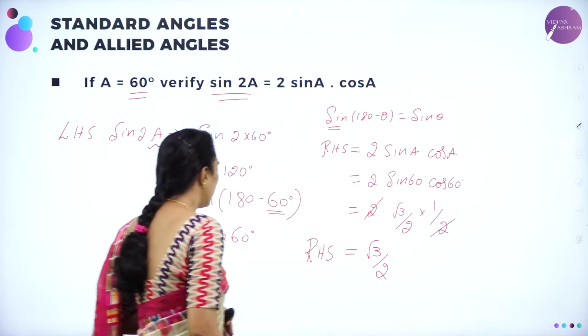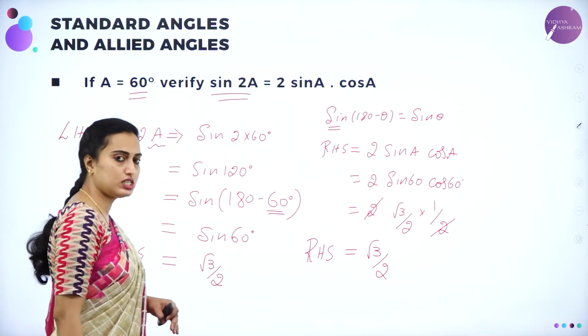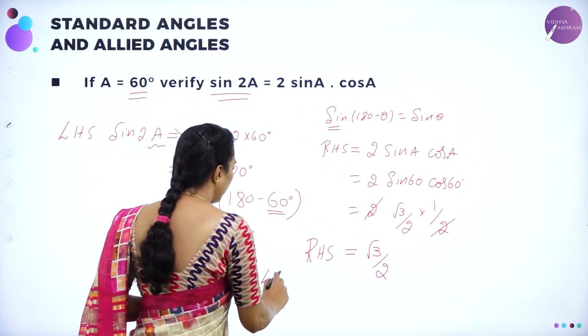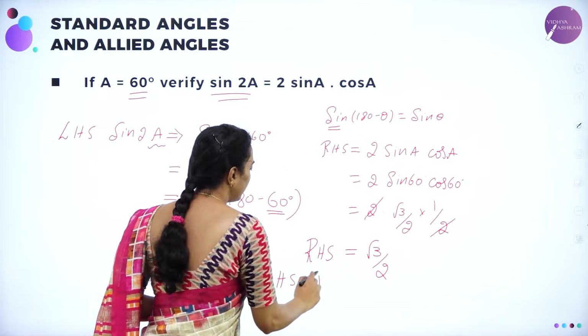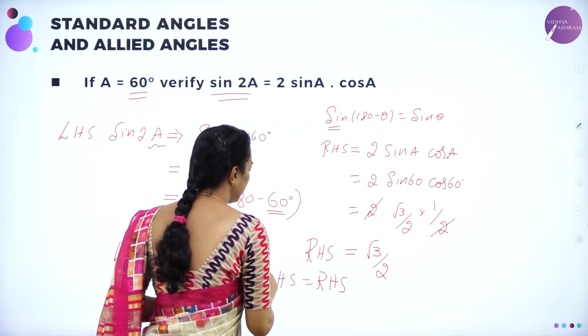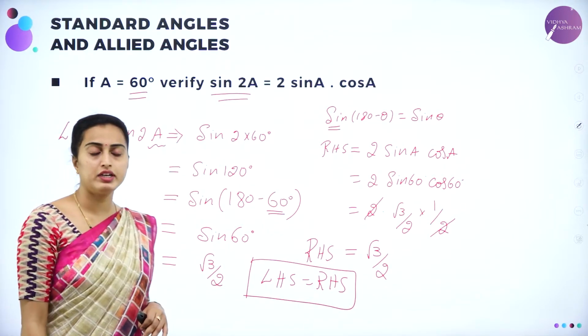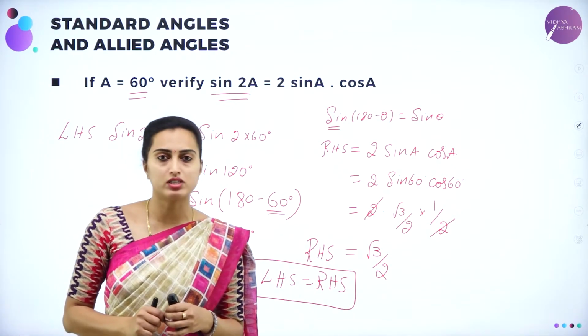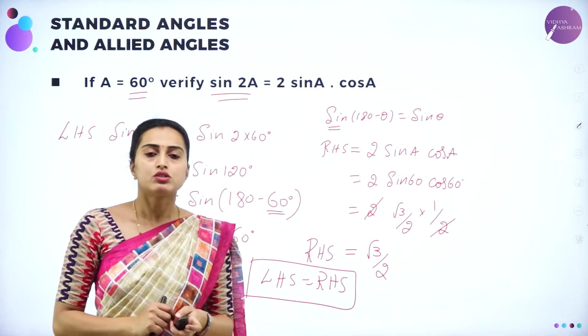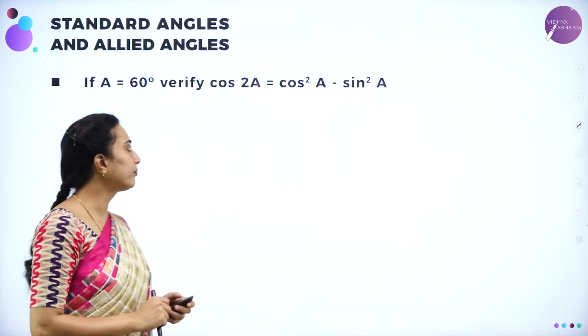See dear students, LHS is equal to RHS here. Therefore, this is verified. The right hand side is equal to the left hand side. That is, sine 2A can be written as 2 sine A into cos A. Understood? So we'll move on to the next problem.